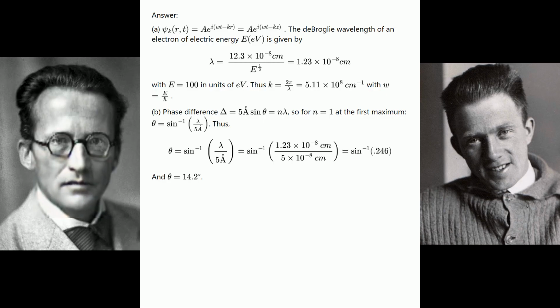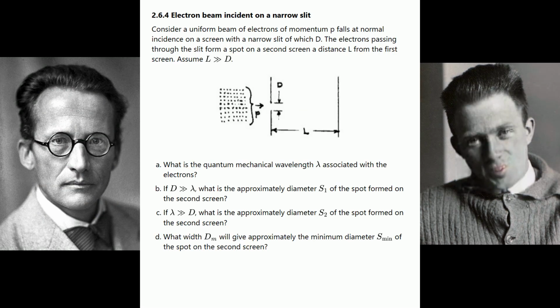B. The phase difference Δ equals a sin θ equals n λ. So for n equals 1 at the first maximum, θ equals the inverse sine of λ over a. Thus, see the next equation, and θ equals 14.2 degrees.